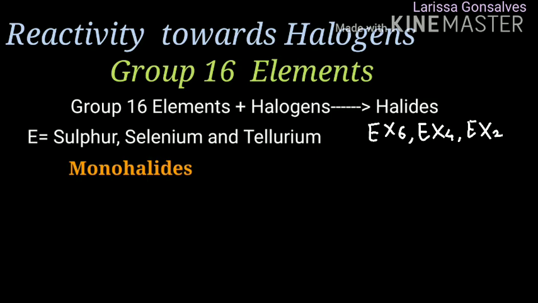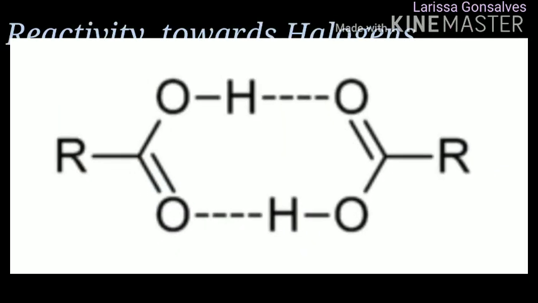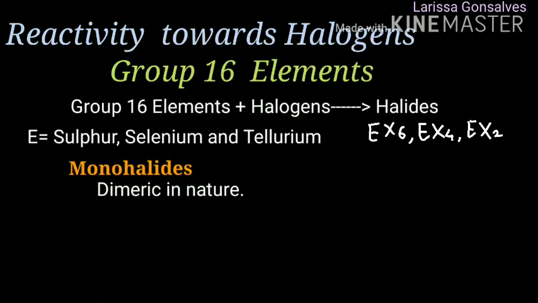Next are monohalides. Monohalides are dimeric in nature. Dimeric is an oligomer where two monomers are joined by bonds which can be strong or weak, covalent or intermolecular. Oligomer means a molecule which contains the same repeating units.